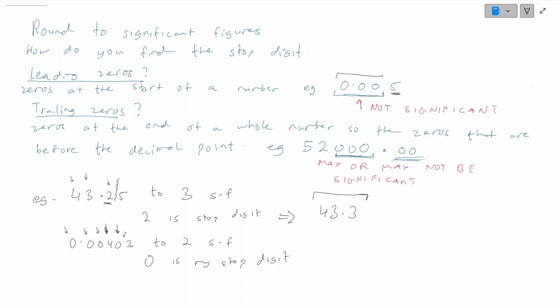Then I draw my door next to it and I see the number. Because it is less than 5, 0 will remain 0. And so rounding this off to 2 significant figures will look like this, 0.0040. These 3 are not significant. These 2 are significant.